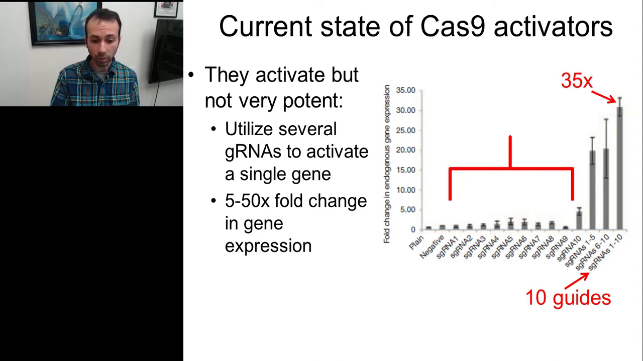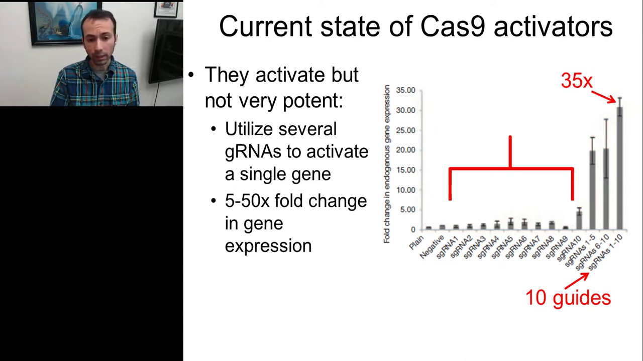And what you'll see is that most of them turn on the gene at most like twofold, threefold. And so you can actually get more activation if you combine several of them together, but even doing that, it wasn't very good. And at most, you still got between 5 to 50-fold gene activation.